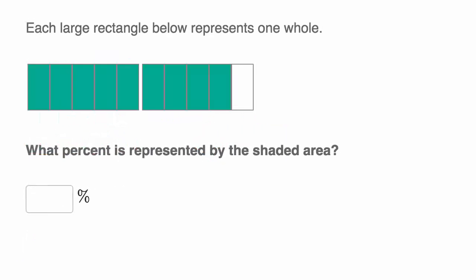Here we are told each large rectangle below represents one whole. So this is a whole. And then this whole thing right over here is another whole. What percentage is represented by the shaded area? Again, pause the video. See if you can answer that.